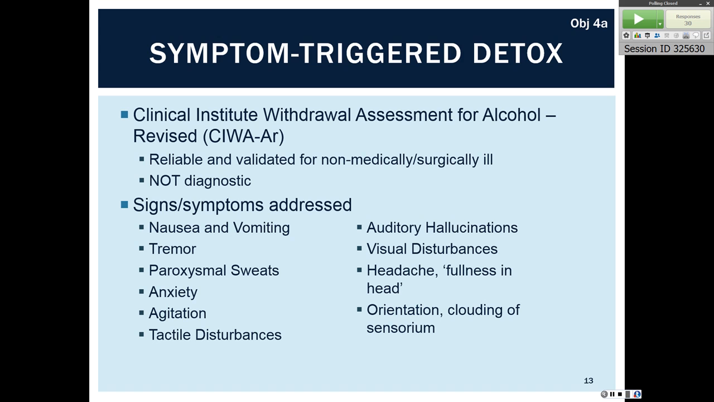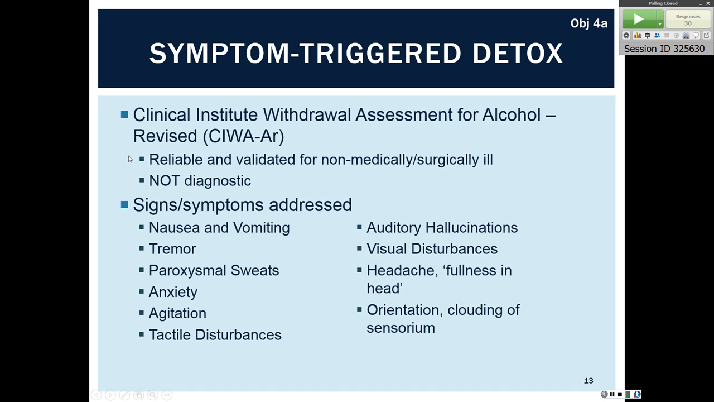CIWA-Ar is the Clinical Institute Withdrawal Assessment for Alcohol, revised version. The CIWA scale is what people talk about pretty much all the time when they're talking about alcohol withdrawal in hospitals. It's the thing that's used to figure out the symptoms that people are having and to score those symptoms. It's not diagnostic, so it's not telling you whether or not the person has alcohol use disorder. It's just a way to measure the symptoms of alcohol withdrawal that they're having.